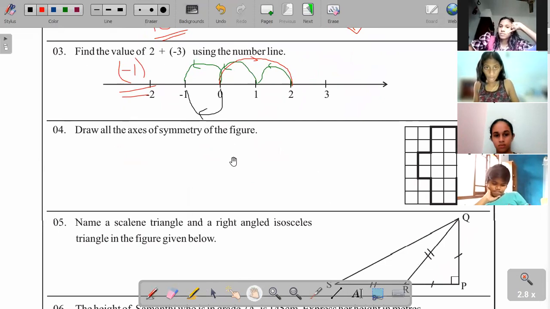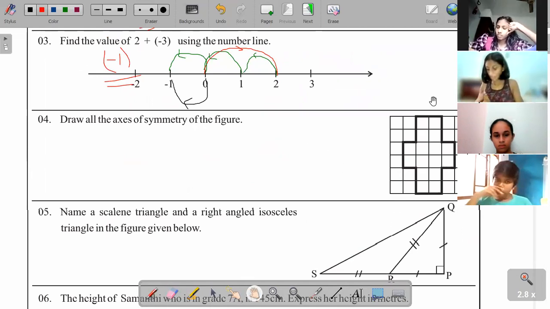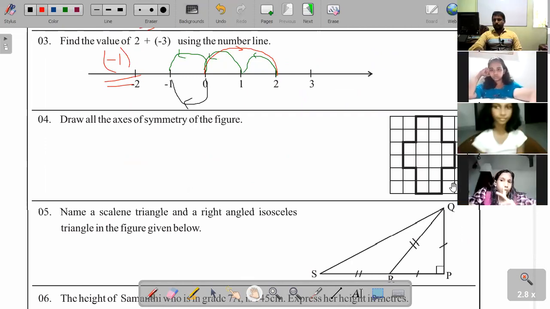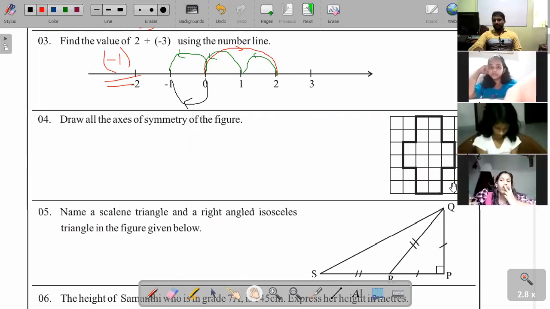Question number 4. Draw all the axes of symmetry of the figure. How many symmetrical axes can you draw here? How many? 1, 2, 3, 4, 6, 7. How many? 2 axes, no? Yes, okay.